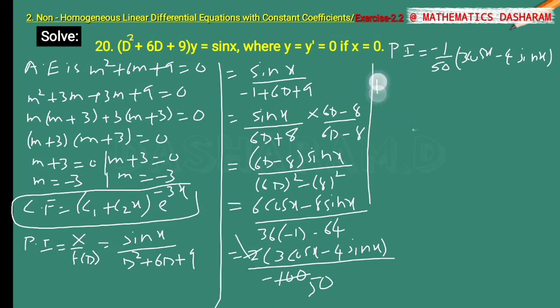Otherwise let's take the minus common in this, so minus or plus: 1 by 50, when you take the minus common, the 4 sin x will come first, 4 sin x minus 3 cos x.